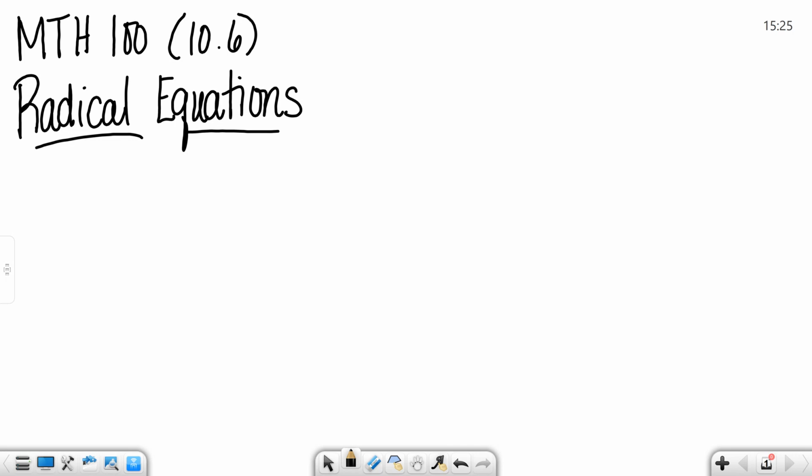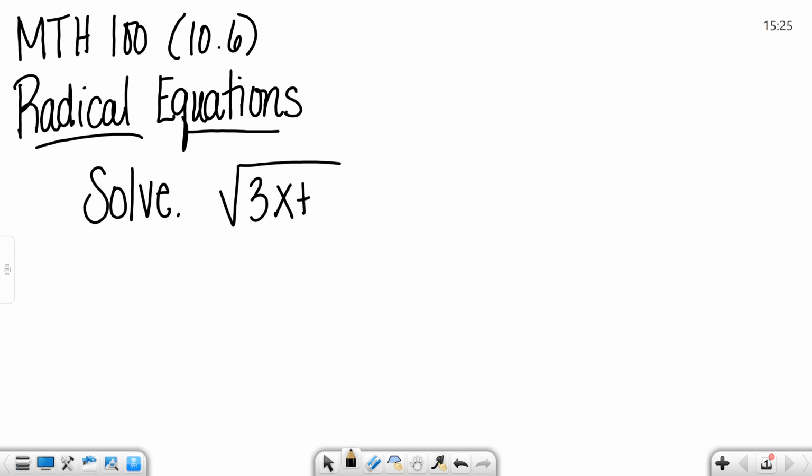Math 100, Lesson 10-6, Radical Equations. So for these, we are going to have problems where our directions are going to say something like solve. And our problems will look different this time because they will actually be equations, not expressions. Remember, an equation has an equal sign. So this would be an example of one type of problem we'll be asked to solve.